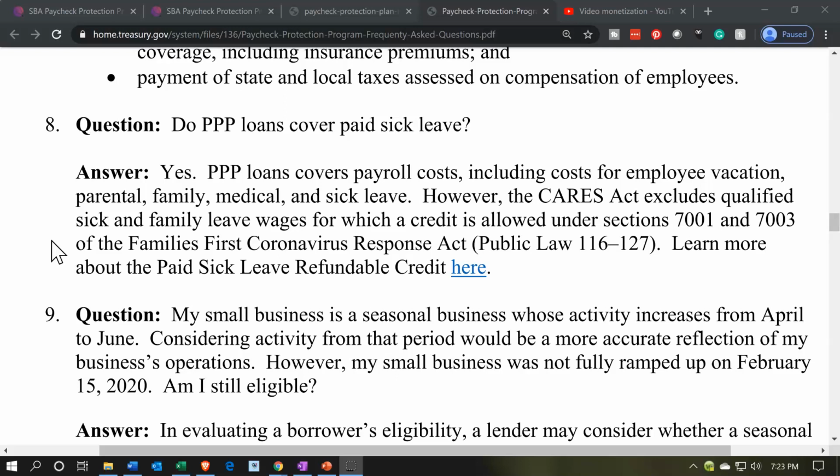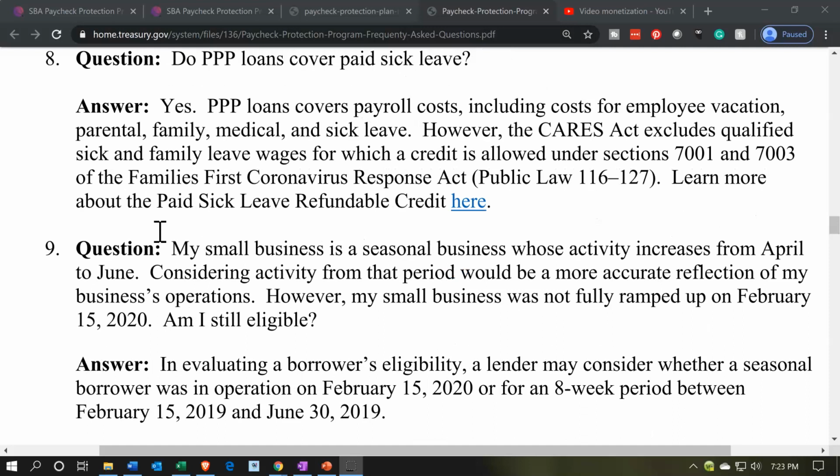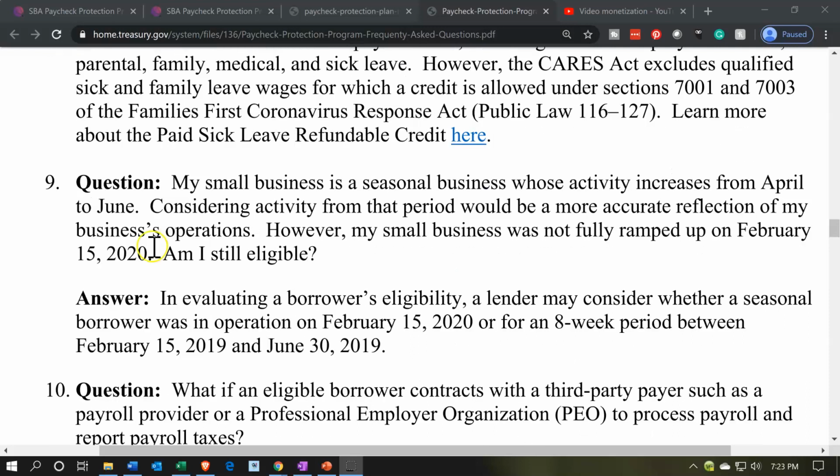So note there's going to be some overlap within these two laws. The PPP is looking to forgive the loan, but if you already got basically a credit, which in essence is not paying, already having forgiveness of payroll taxes, then you don't get that doubling up. So that makes sense, although it's a little bit confusing. So you've got to see the overlap between those two things here.